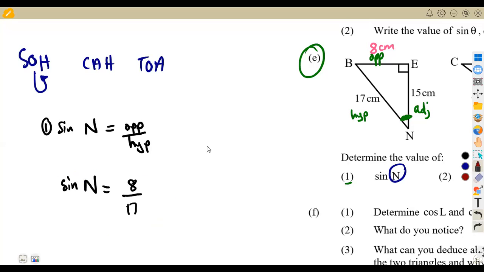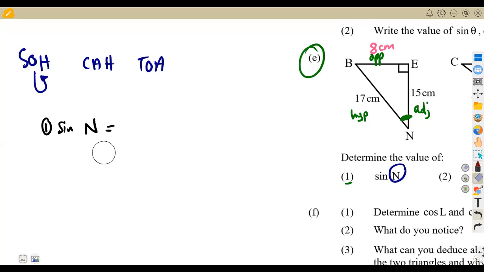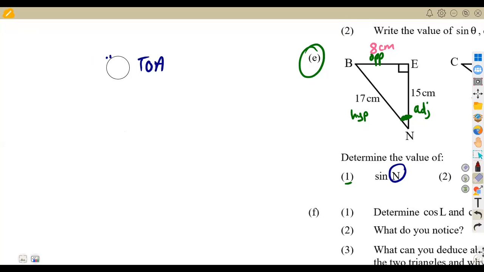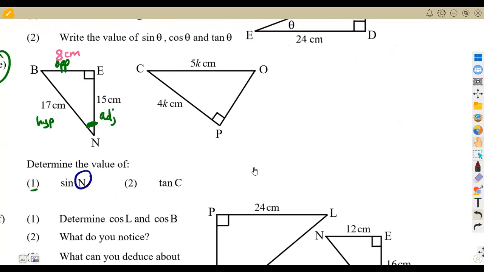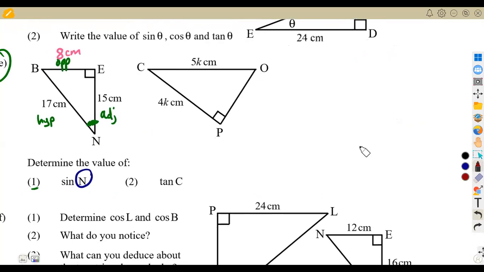As we can see, the Pythagoras theorem plays a role, especially in calculation of the third side, because trigonometric ratios limit you to a certain point. The Pythagoras theorem has to be used in order for you to calculate the third side. Then you use your trigonometrical ratios to calculate whatever you have.